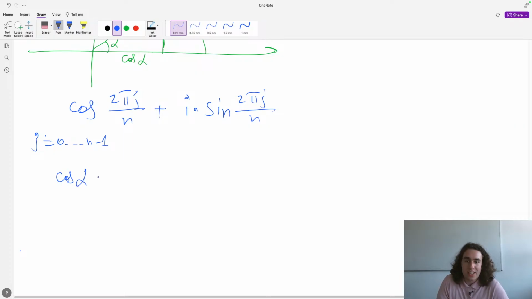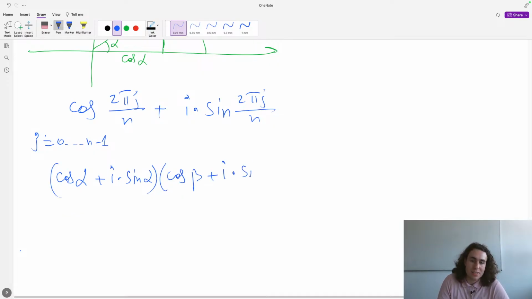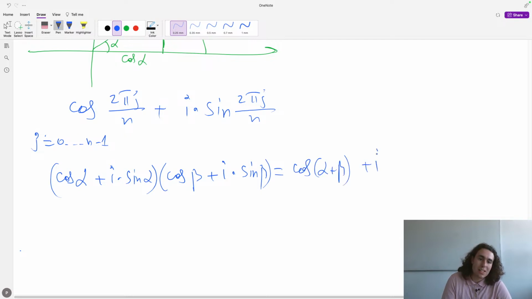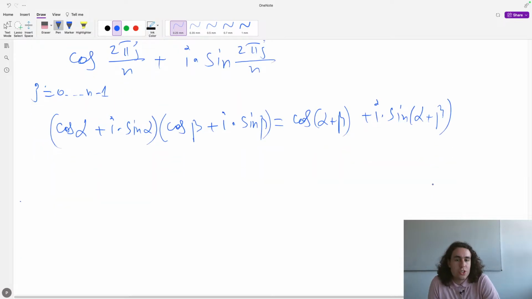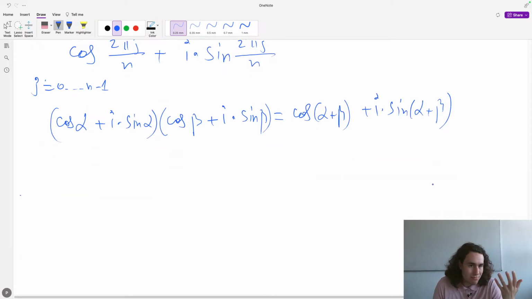So we know that cosine of alpha plus I times sine of alpha, multiplied by cosine of beta plus I times sine of beta, is equal to cosine of alpha plus beta plus I times sine of alpha plus beta. This is just from what we talked about: we had a number with angle alpha, and then we multiplied by a number with angle beta, and we got a number with angle alpha plus beta.